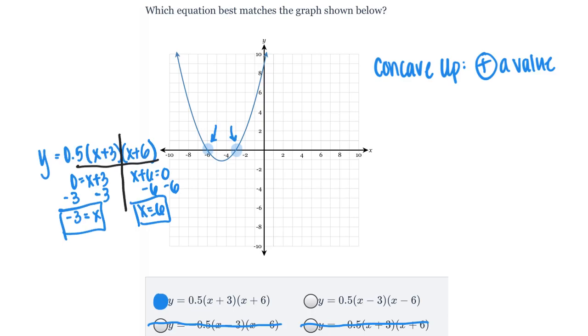We also know that the values inside the parentheses will always have the opposite sign as our intercepts. So we can find which equation we're looking for by looking at the a value and the intercepts in intercept form.